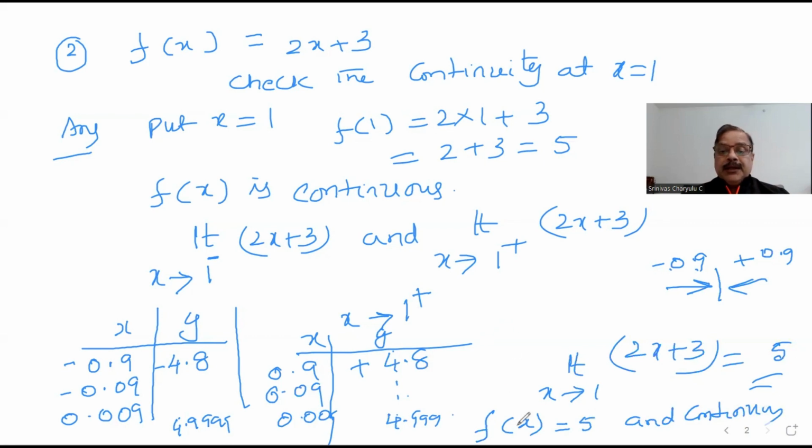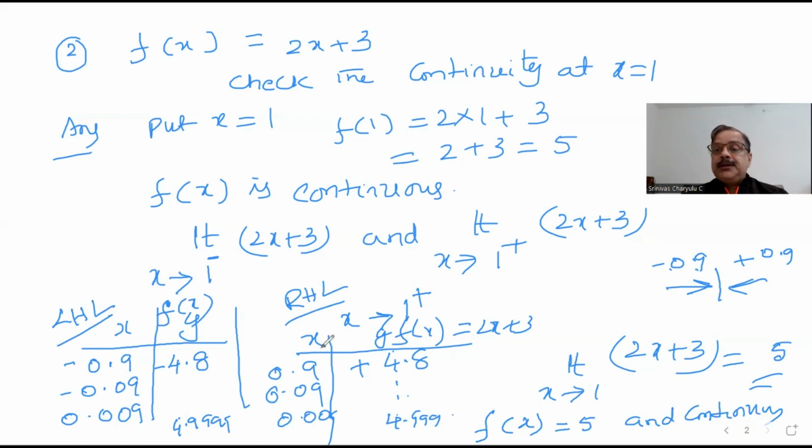Why? Because your LHL is equal to RHL. This side is called the left hand limit, and this is called the RHL. What is meant by y here? Y is nothing but your equation f of x. F of x is equal to 2x plus 3 for you. So wherever x is there, these values, 2 into 0.9, that we substitute and then get the final answer. It will finally terminate at 5. Here also the same. So LHL is equal to RHL is equal to the function value. Therefore, the given function is continuous at x is equal to 1.